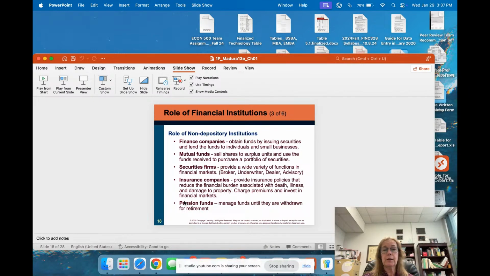ETFs, they don't mention ETFs here. Exchange traded funds are another way to invest, but mutual funds are considered a non-depository institution. Also, securities brokers like Schwab, Fidelity, Robinhood now. Those are all considered non-depository institutions.